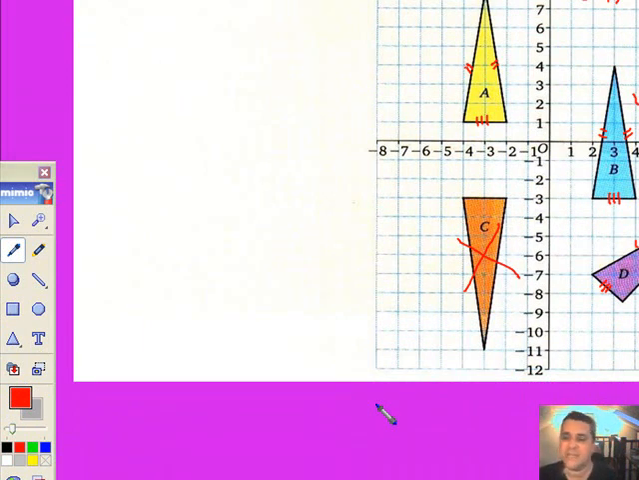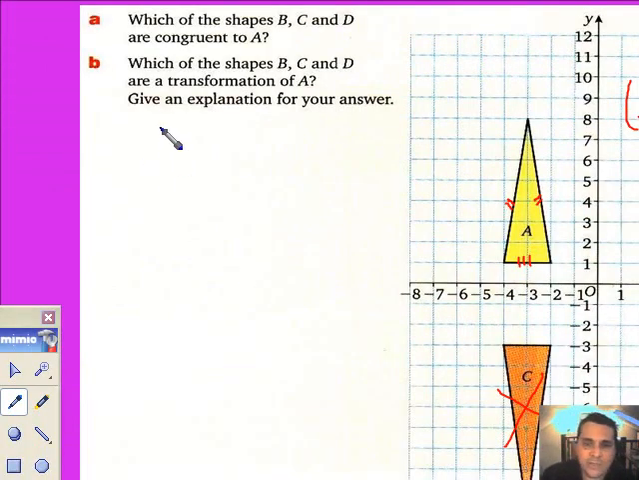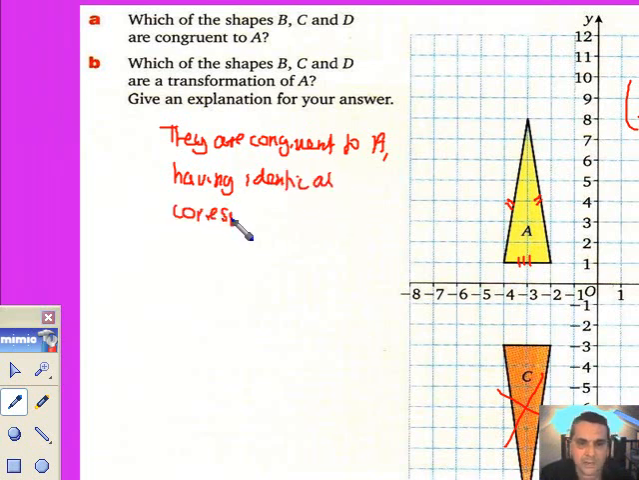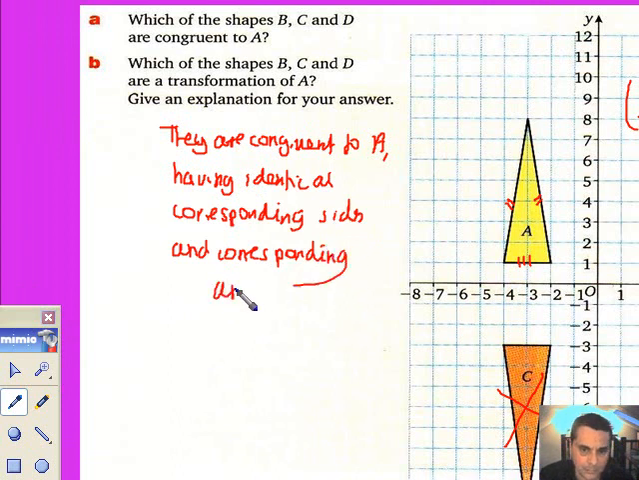So taking B and D collectively, they are congruent to A, comma, having identical corresponding sides and corresponding angles. Got a bit big there. Alright, so I'm happy with that.